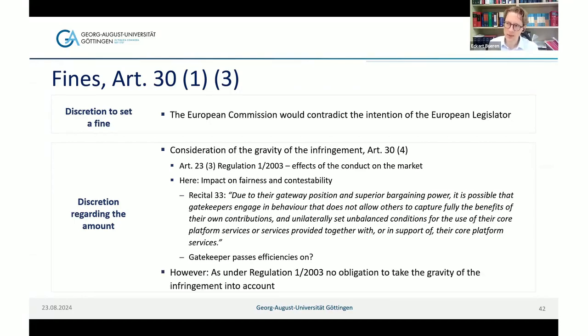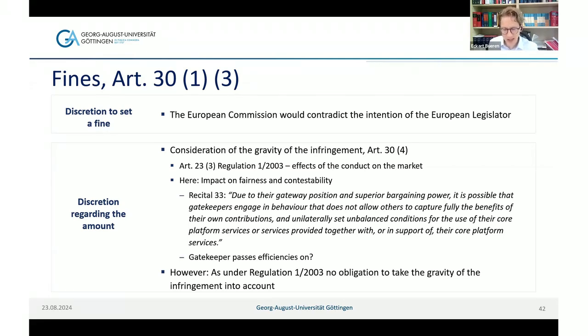When we look at Regulation 1/2003, so competition law proceedings, there's no obligation for the Commission to take the gravity of the infringement into account. The Commission can do this. It does not have to do it. That seems to be the line. And you can actually adapt or transfer that to DMA procedures.